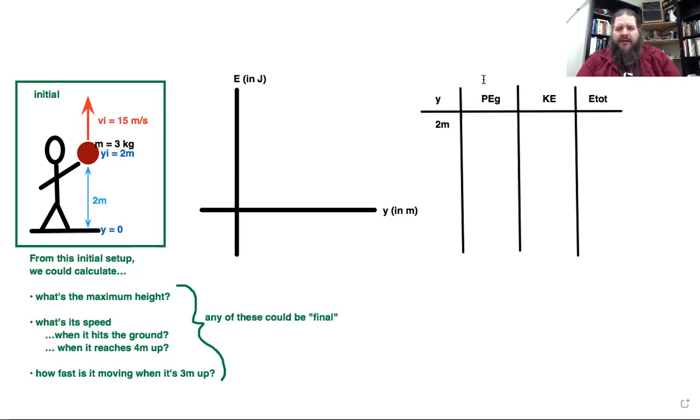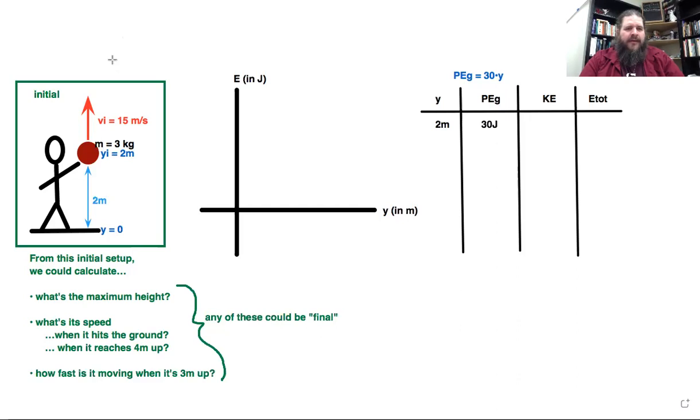And 3 times 10 is 30. And then y is going to be measured in meters. So overall, we're going to get joules, which means to calculate potential energy, we can just take 30 times the y value. So in this context, all of the potential energies are just going to be 30 times the y value. So when the y value is 2 meters, potential energy will be 30 joules.